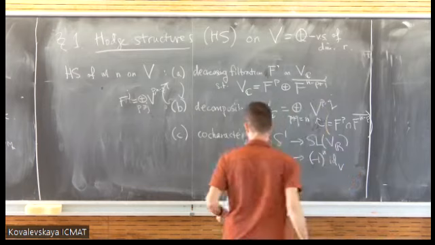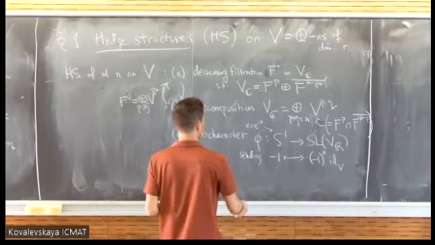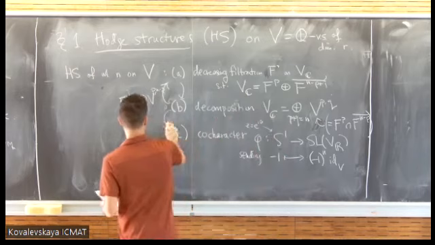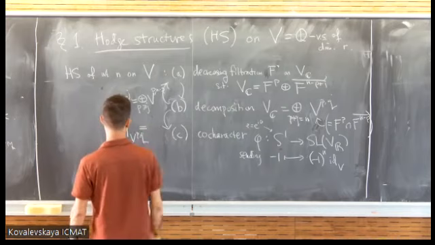And then the equivalence between this and the other definitions is as follows. Given this co-character, we say that the co-character phi of z restricted to V^{PQ} is going to be the operator z^{P-Q} times the identity.